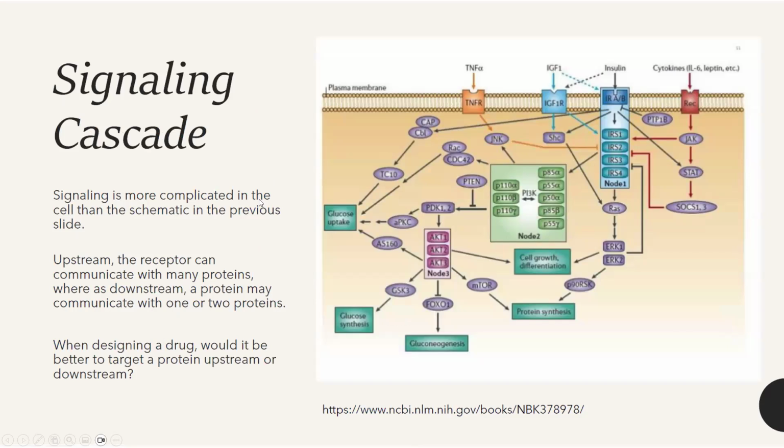Now, as you can see here, signaling cascades get super complicated. Essentially, it's the same thing, but there are just so many different players involved. Signaling is much more complicated than we saw previously. Upstream, the receptor protein communicates with many different proteins, whereas downstream, a protein may communicate with one or two different proteins.